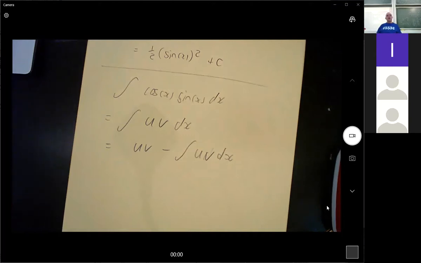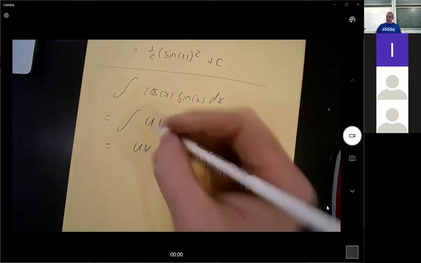So my decisions are: do I know how to integrate them? I know how to integrate both of these, so that's not going to help. Is one of them going to get simpler? Not particularly. So I just get to choose whichever one I want. So I'm going to do it this way.